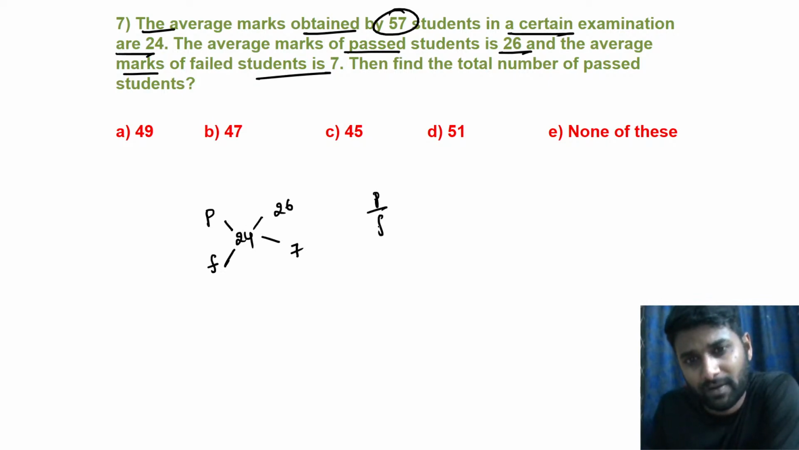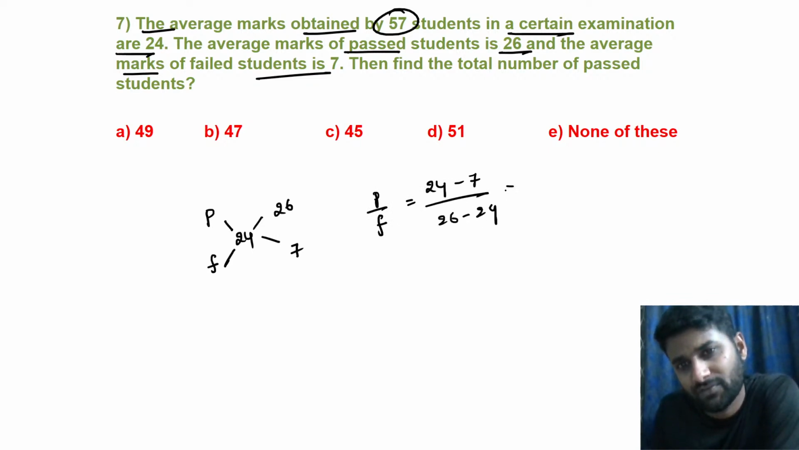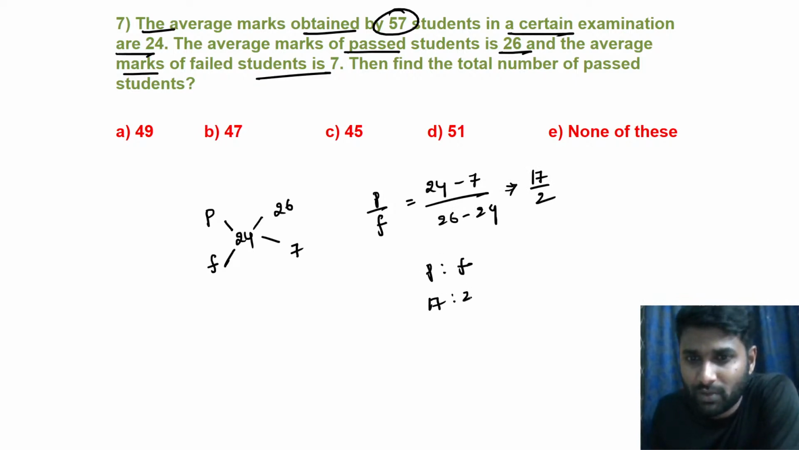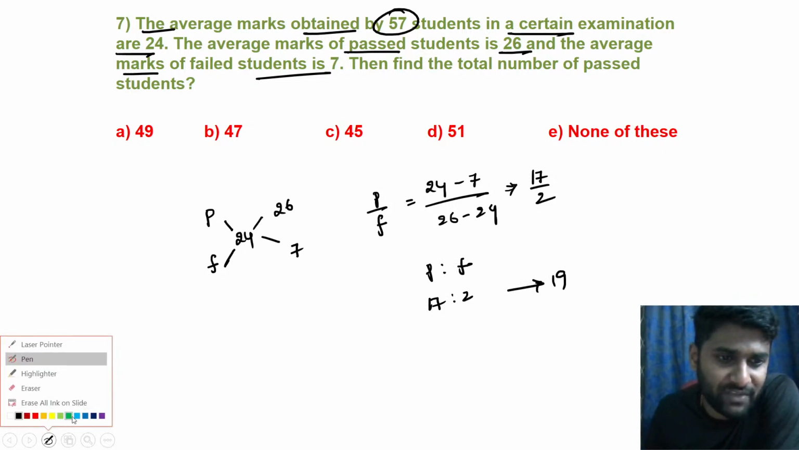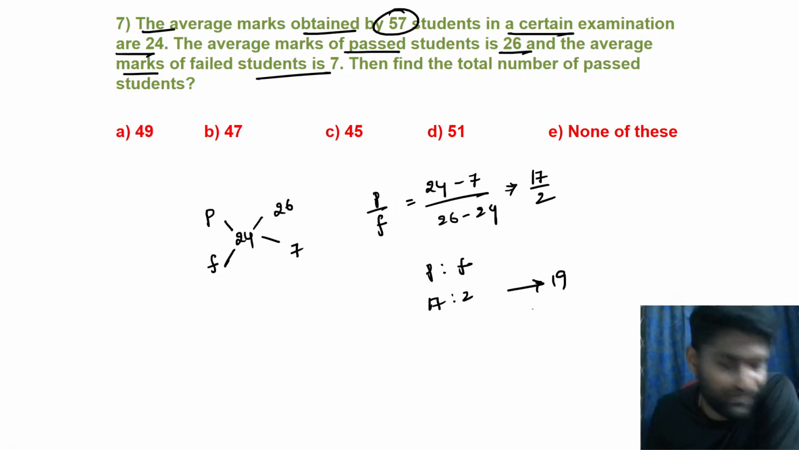Now the ratio of number of passed to failed is (24 minus 7) divided by (26 minus 24). So here the value is 17 by 2. We can understand one point: the total number of students is 19. So 17 students passed that particular examination and 2 failed.